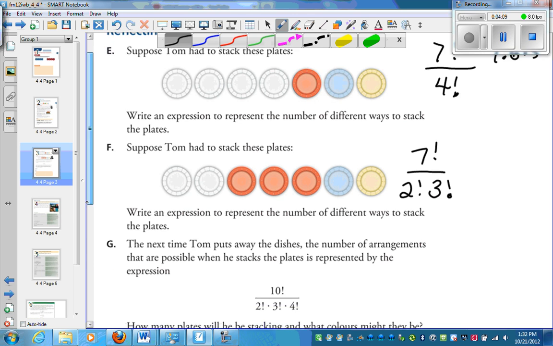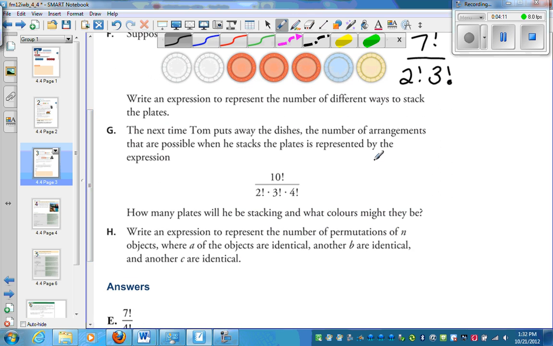The next time that Tom puts away the dishes, he stacks a plate and it's represented by 10 factorial over 2, 3, 4. How many plates would be stacked? So there's going to be 10 plates. I can tell that from here.